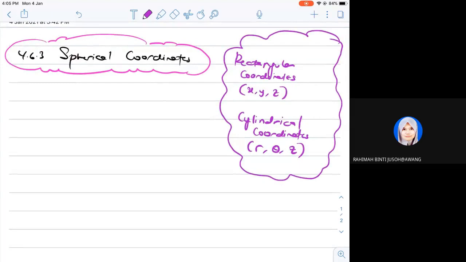Okay, so for spherical coordinates, we will have coordinate of rho, theta, and phi. Okay, so this is called as rho. This is not p, nama dia rho, R-H-O. And this is theta, the angle. And then this also the angle, phi. P-H-Y, phi. Okay, so kita ada rho, theta, and phi.